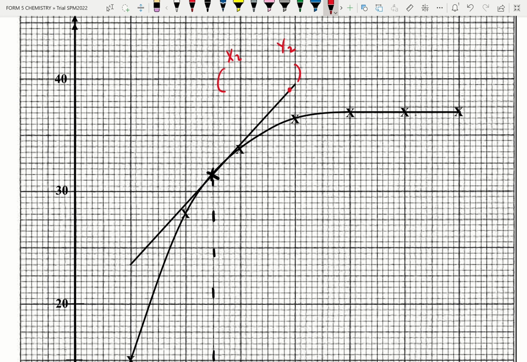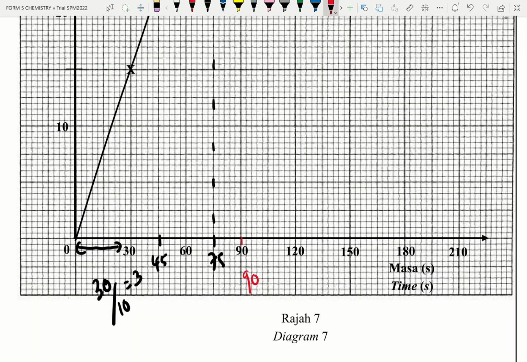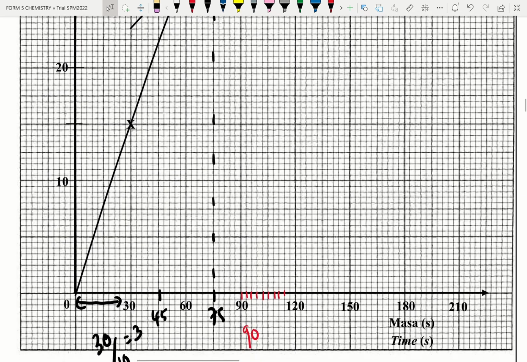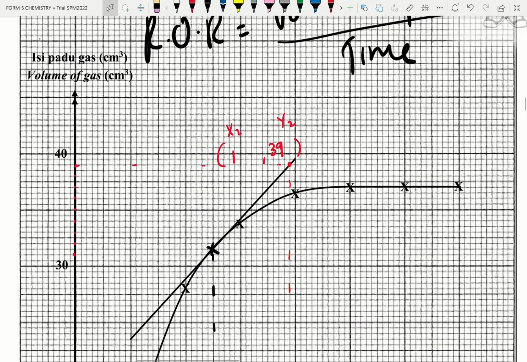So my x2, y2 will be, alright, so this is 30, 31, 32, 33, 34, 35, 36, 37, 38, 39. So my y2 will be 39. Alright, so my x2 will be here 90. 90 plus 1, 2, 3, 4, 5, 6, 7, 8, 9. So this is my y2. Right, so here I got a total of 9 boxes. So 9 times 3, that will be 27. So 90 plus 27, that will be 117. Alright, so I put here 117.